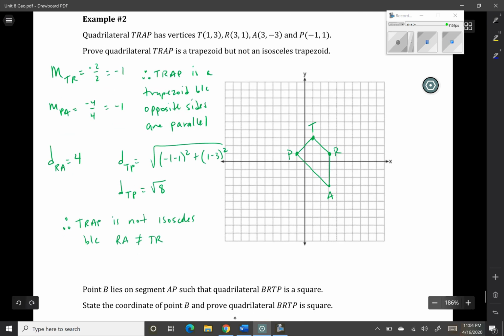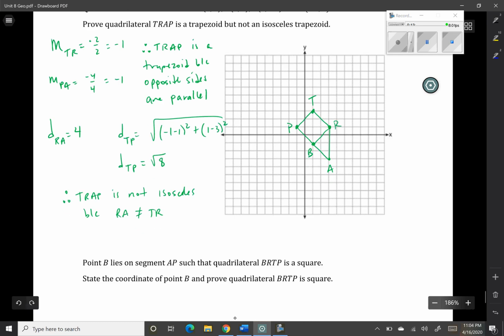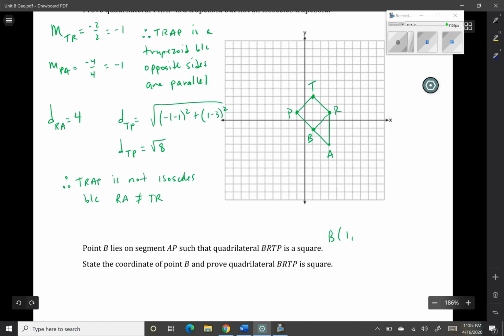It then says point B lies on segment AP such that the quadrilateral BRTP is a square. So if you look, TPR makes a right angle, right? I have a slope of positive 1, I have a slope of negative 1. So all I have to do is figure out what point over here would make this a square. I'm just going to use my slope to do that. To get from T to R, I go down 2 to the right 2. So I'll just go opposite. I'll go to the left 2, down 2. And that new point winds up becoming point B. So I have square BRTP. So the point B that they're looking for is the coordinate 1, negative 1.